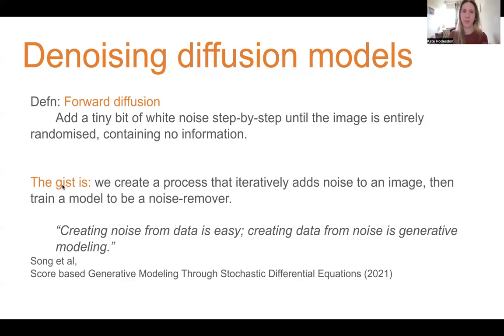And the gist of what we're trying to do is we're going to create a process that iteratively adds noise to an image and then train a model to be a noise remover. So we have this nice quote by one of the authors of a key paper on denoising diffusion models, which is: creating noise from data is easy, creating data from noise is generative modeling. So we'll go on to see how we can remove noise by solving stochastic differential equations in such a way that we recover the original data distribution.